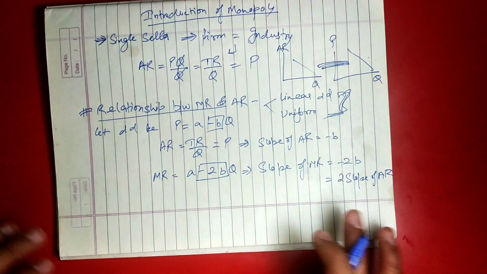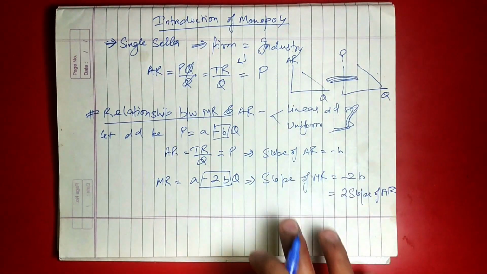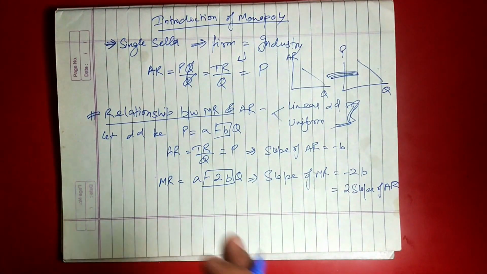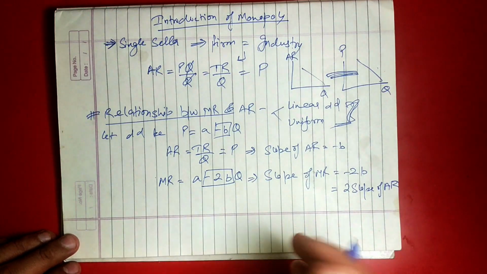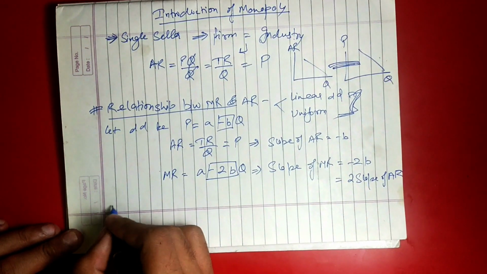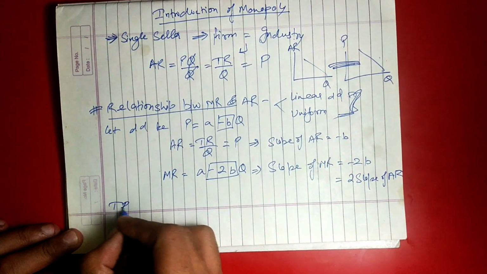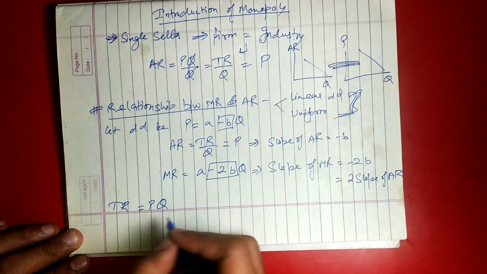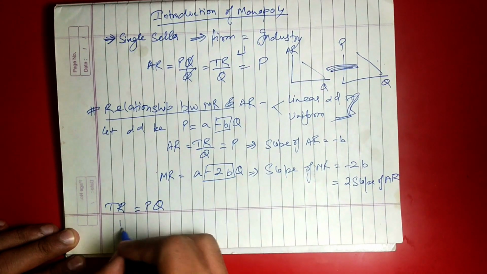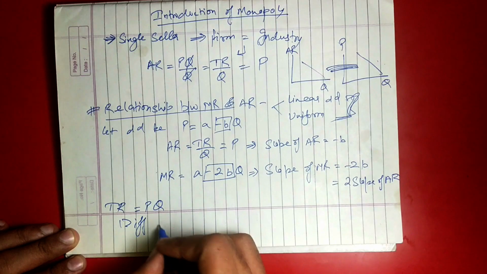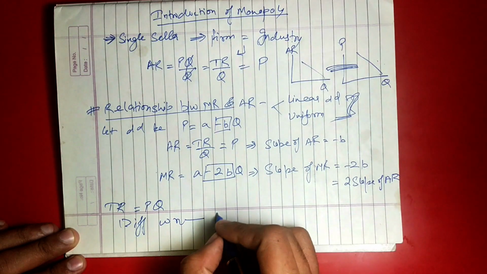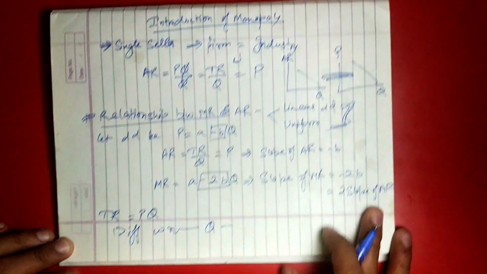Now I will introduce elasticity in monopoly. First of all, I'll derive one derivation for you. As we all know, what is TR? It's price into quantity, everyone knows that. Now we will differentiate with respect to quantity. What will we get?